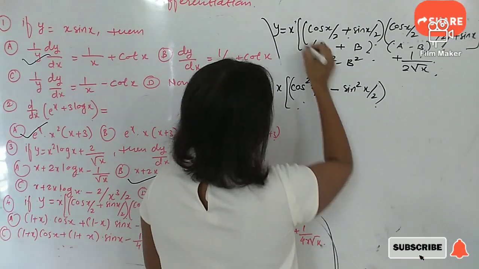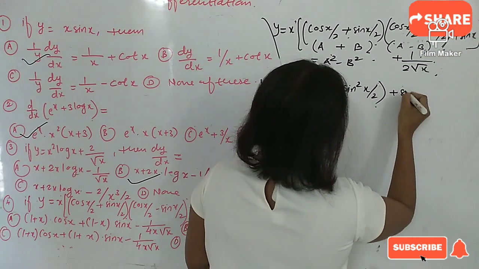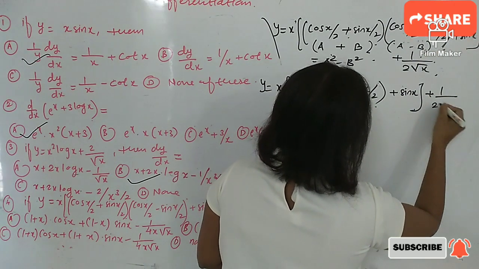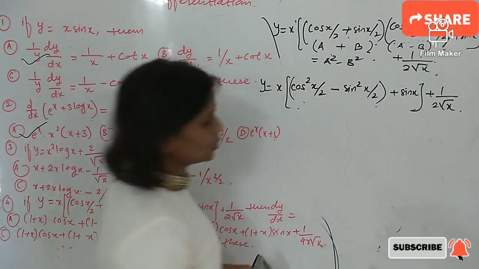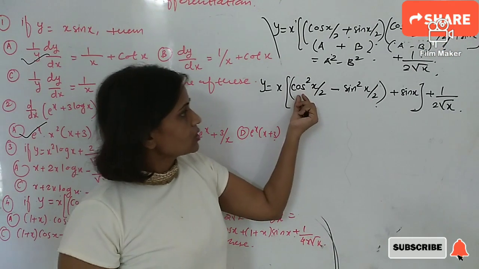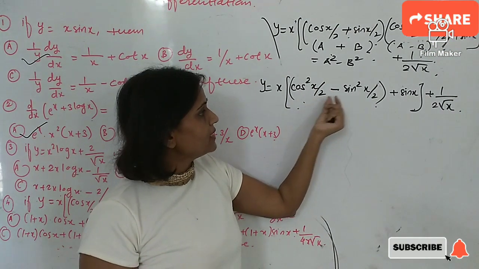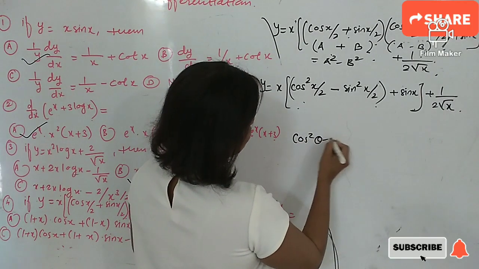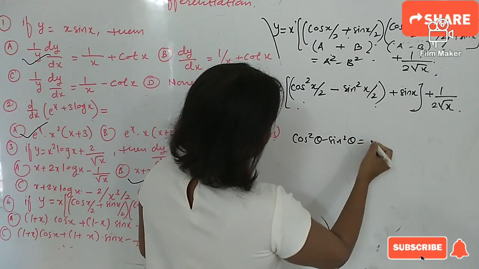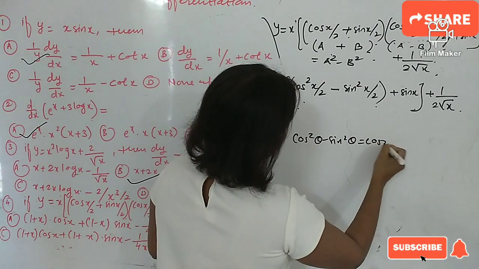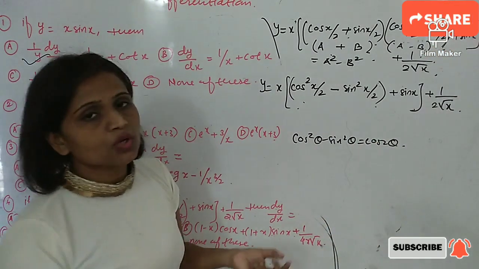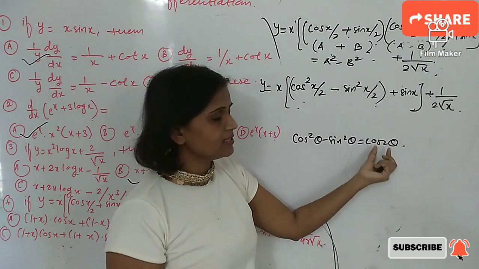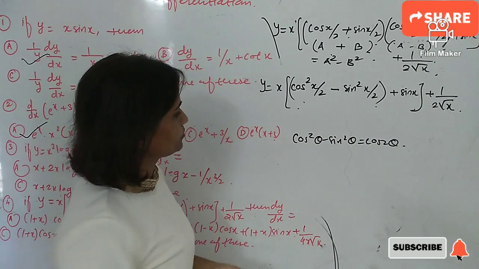And this is inside the round bracket, and plus sin x and 1 upon 2 root x as it is. Now this cos square theta minus sin square theta is the formula of cos 2 theta. So our expression is in this form. So I am writing this value in this form, cos 2 theta.